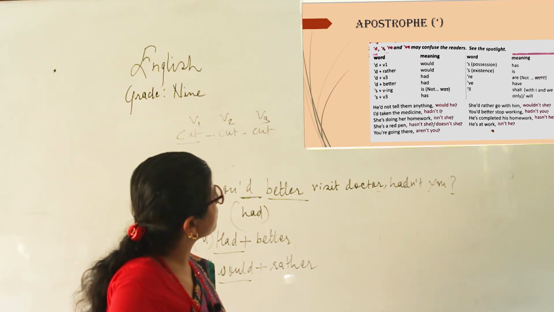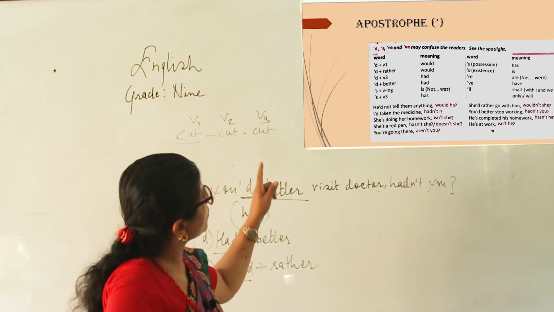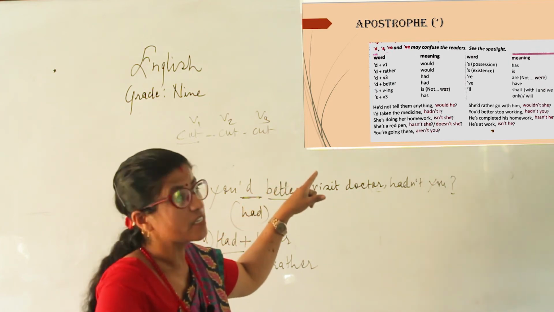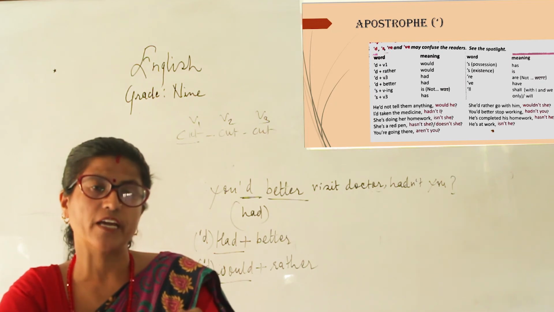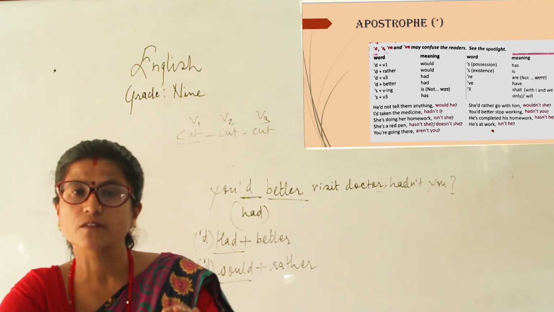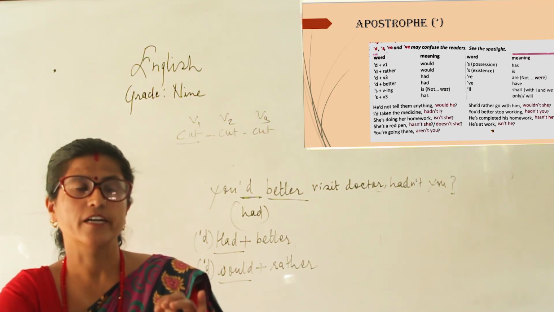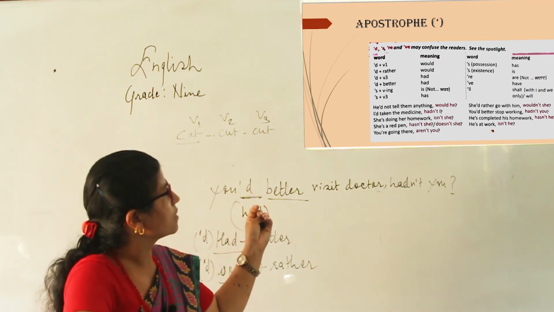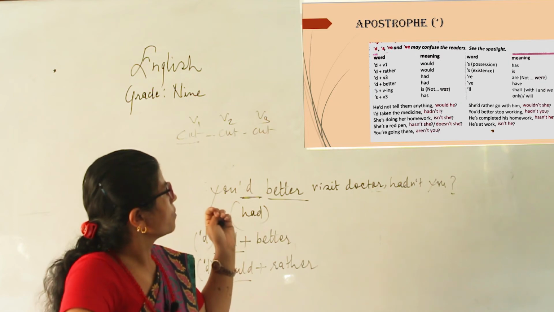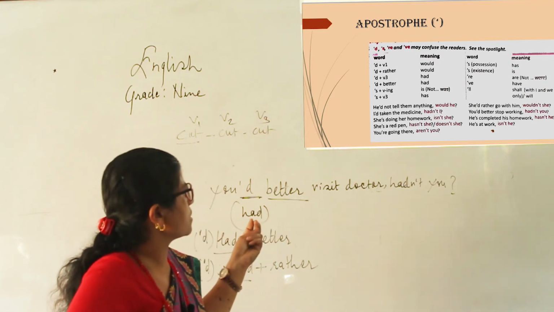"I had taken the medicine." So apostrophe D plus B3 means that taken is B3. Take, took, taken. What is the B2 of take? Took. B3 is what? Yes, that is taken. If B3 is there, then the apostrophe D is what? That is had. So "hadn't I?" is written as the tag.